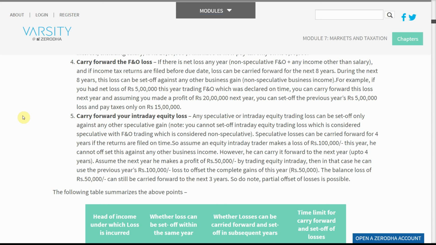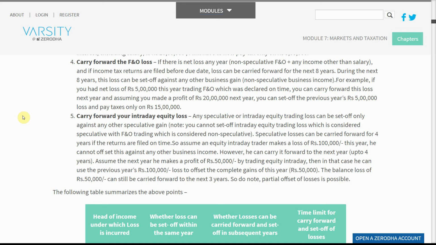For example, if you had a net loss of 5 rupees this year trading F&O which was declared on time, you can carry forward this loss to next year, and assuming you made a profit of 20 rupees next year, you can set off the previous year's 5 rupees loss and pay taxes only on 15 rupees.